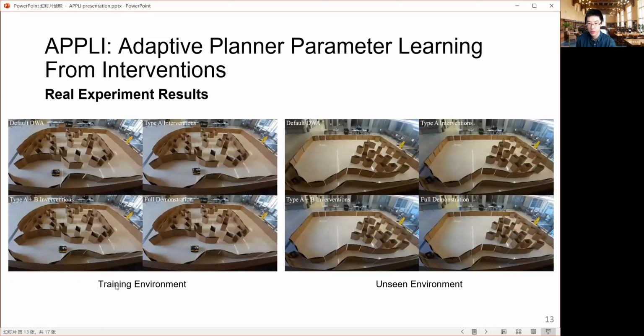So here we show some qualitative results. You can find here the default parameter still struggles at this place, while other methods already drive through smoothly. And they also drive pretty fast in this open space, while the default planner drives very slowly. Due to time limit, we cannot show the full video here as well as the video for on-scene environment, but you can find and watch them on our website.